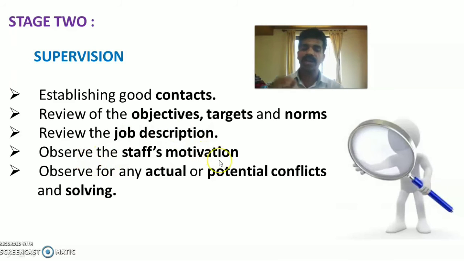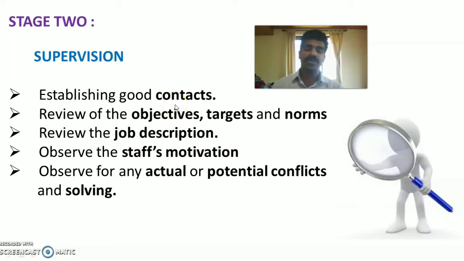Then observe the staff's motivation, interaction, participation, cooperation, etc. So observe the staff's motivation or help the staff to get motivated. Then the last is to observe any actual, that is present, conflicts or any future potential conflicts among the employees or workers. If so, solve the conflicts or problems or disputes between or among the employees. So these are the techniques during supervision.